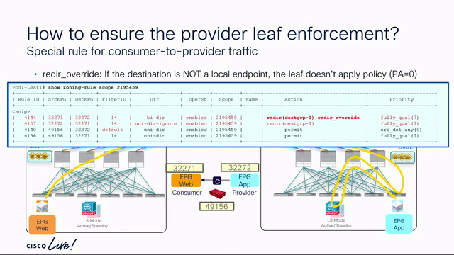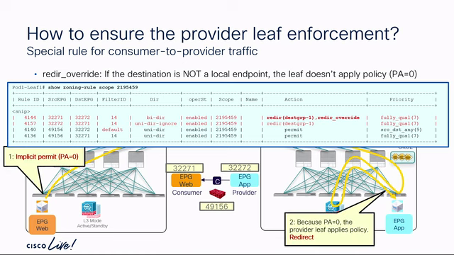This is a special flag. What it does is that if the destination is not a local endpoint, the leaf doesn't apply policy. Policy applied bit is 0, which means egress, provider leaf must apply policy. So we don't need this behavior for return traffic, provider to consumer, because the provider leaf should always resolve the consumer EPG class ID because of the subnet configuration.